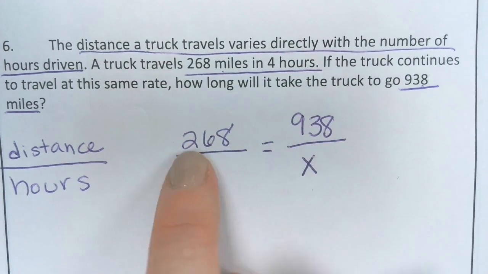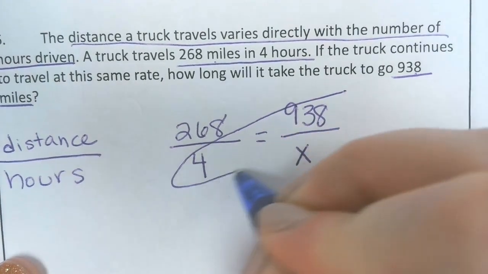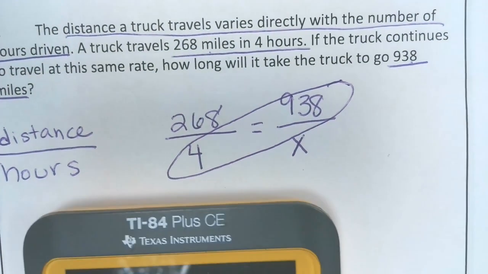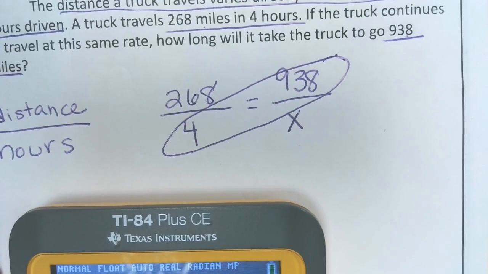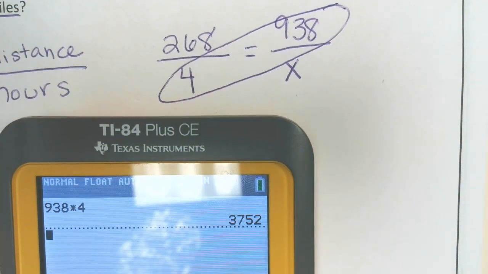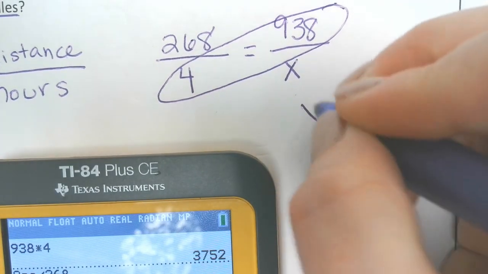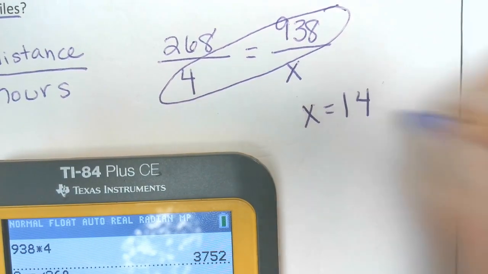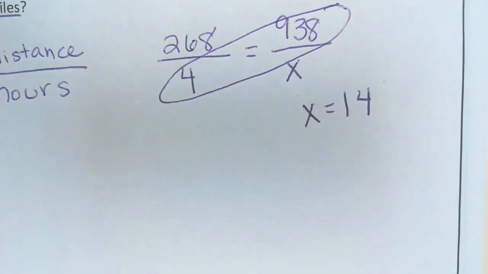I don't know about that. That's not a common multiple. So just go ahead and cross multiply and divide. 938 times 4, and then divide by the other number, 14. So that came out perfectly. Ooh, that's a long time in a car, right?